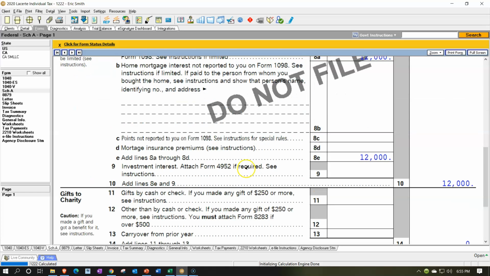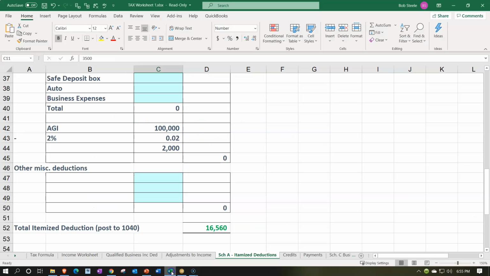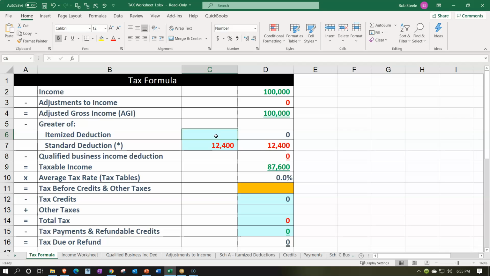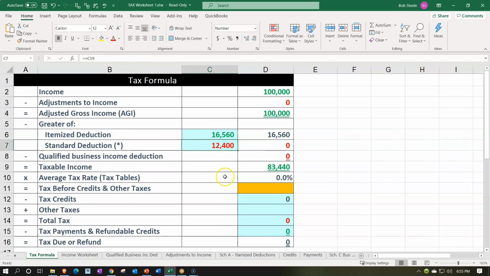So we've got then the 16,560, and that should then flow through to the first page. For the first page, I'm then going to say this is going to be equal to the itemized deduction. So now I have both of them there, and I'm going to take the greater of the two, which is done by the formula, and that's going to give us down to our taxable income of the 83,440.